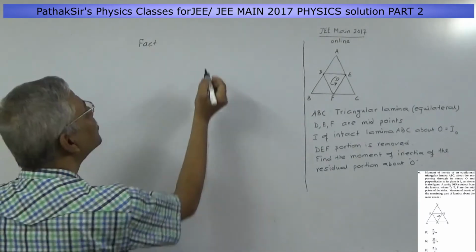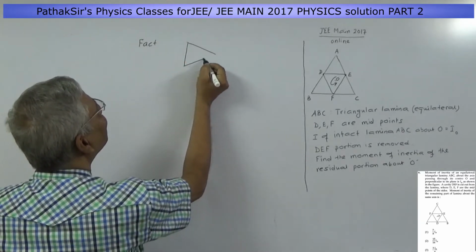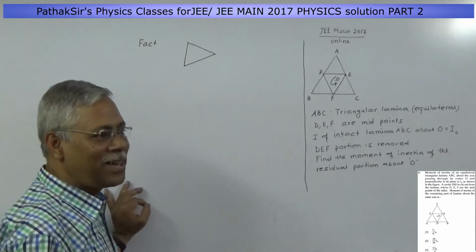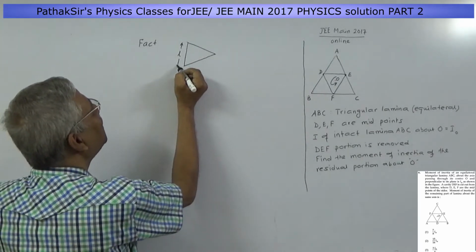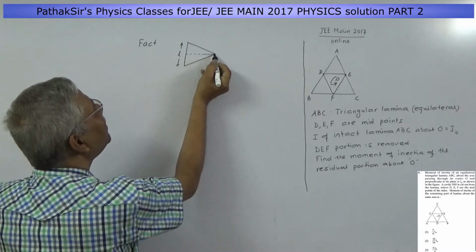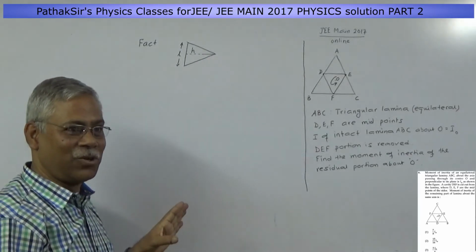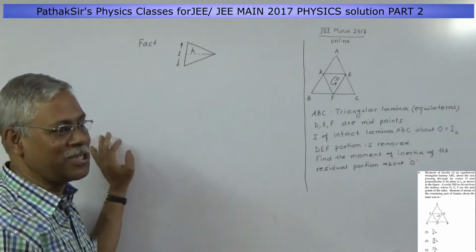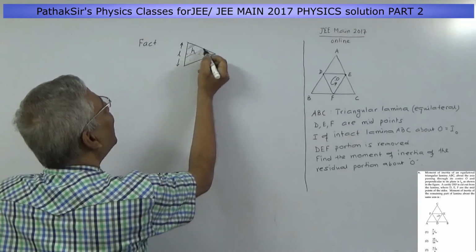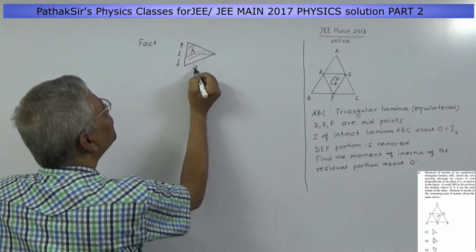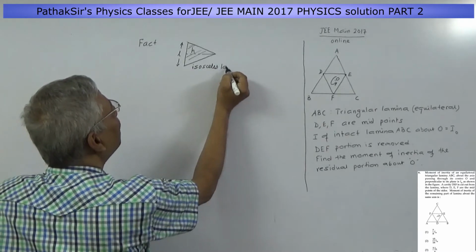Fact that we use. With an isosceles triangle, the length of the base is L, its height is H. This is a plate. Do not think this to be a rod structure. This is not a rod structure. This is a plate, a triangular lamina, isosceles.